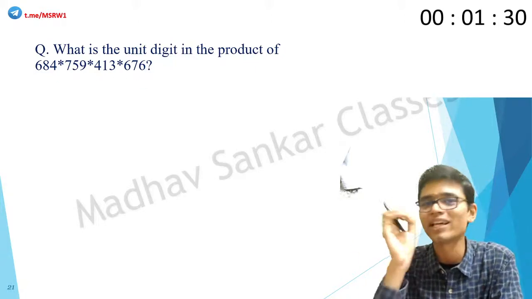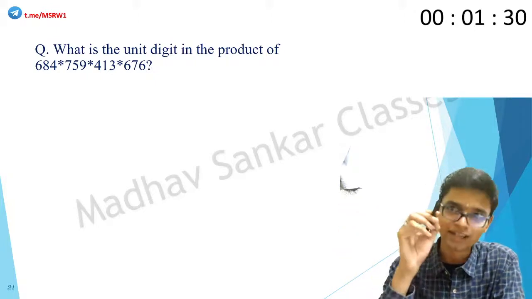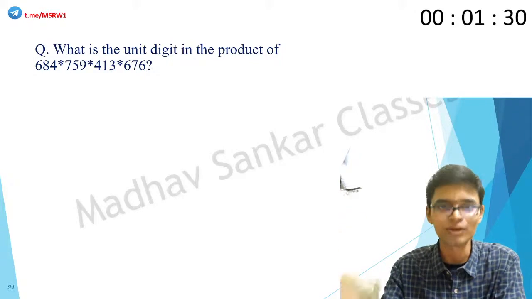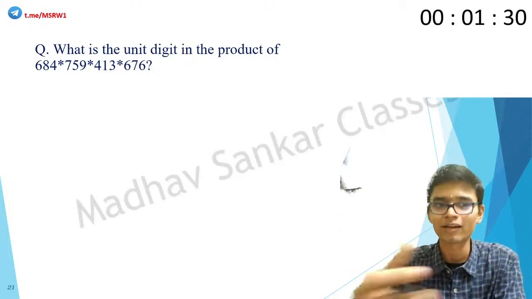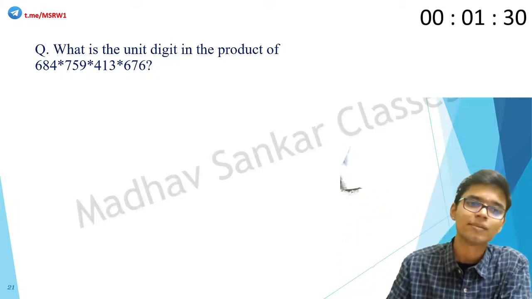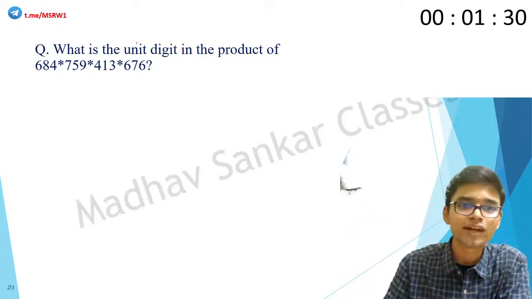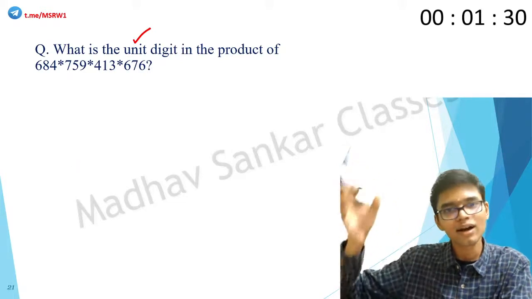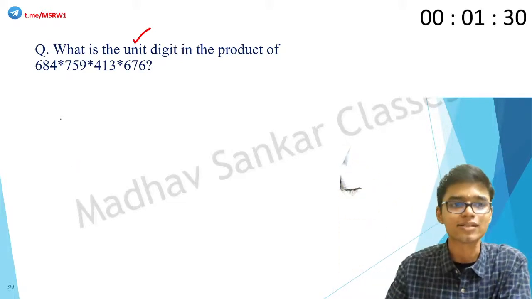So, if you don't know anything, what you do? You will do the entire thing. If you have a calculator, then it is easy. But since you don't have that, multiplying all these things is a waste of time. All you have to do is multiply the last digits. You are asked to find the unit digit. Correct? So, we only need the last digit. So, multiply the last digits.